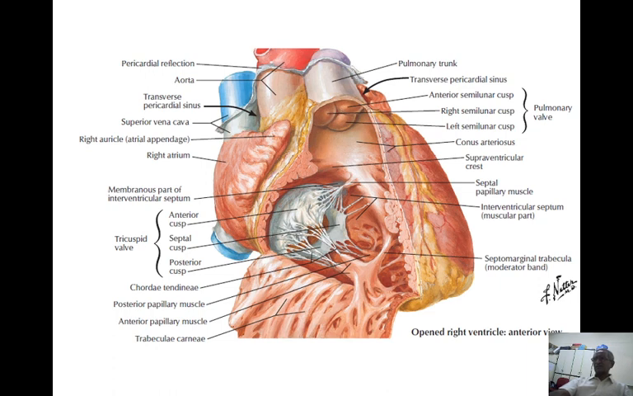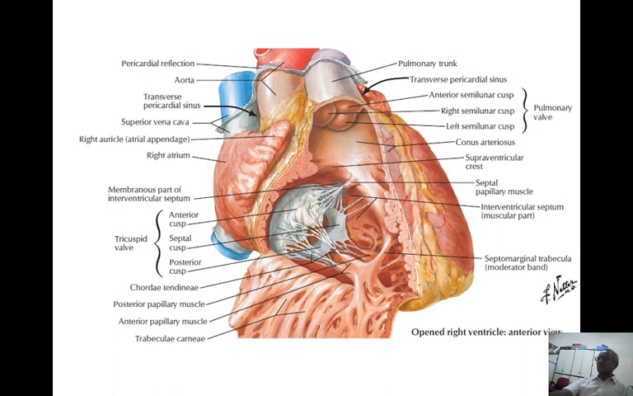And the cusps are lamina fibrosa covered on either side by endocardium, and the cusps are anterior, posterior, and septal cusp. The septal cusp is very small compared to the anterior cusp, and they have connections by chordae tendineae from the papillary muscles. Anterior and posterior papillary muscles are there, on the inferior wall of this right ventricle. And of course, then we have to discuss the exit. The exit is the pulmonary orifice into the pulmonary trunk, guarded by the pulmonary valve.